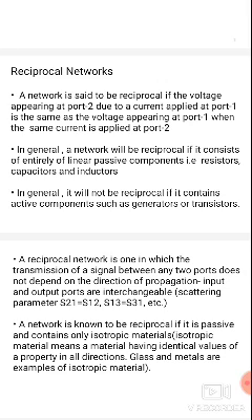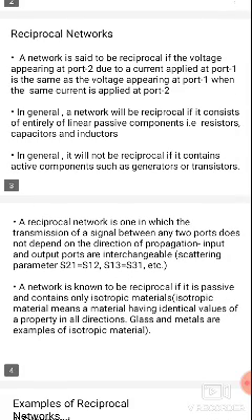A general network will be reciprocal if it consists entirely of linear passive components. Passive components are resistors, capacitors and inductors. So a reciprocal network consists of passive components like resistor, capacitor and inductor. In general, it will not be reciprocal if it contains active components such as generators and transistors. Generators and transistors are examples of active components, so such a network will not be reciprocal.